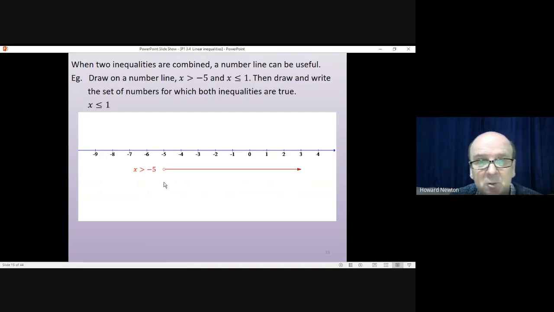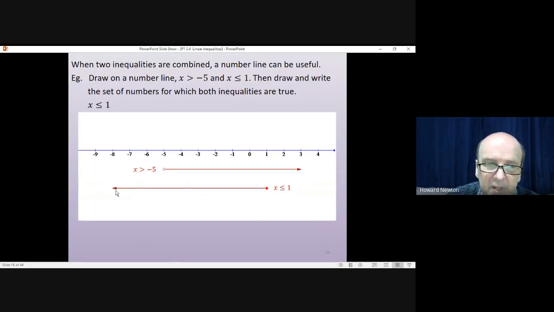The second inequality was x is less than or equal to 1, so we'll do the same thing with that. It's going to start at 1, but come backwards this time. So that would be x is less than or equal to 1. Again, you get a line starting at 1. The arrow indicates it's going to head forever towards the left. This time we allow x to equal 1. So x is less than or equal to 1. That's what the solid circle shows. The solid circle indicates that 1 is allowed.